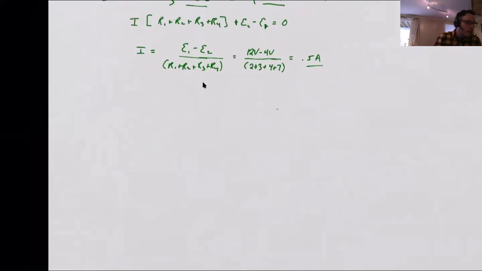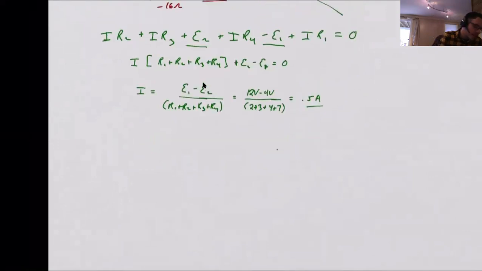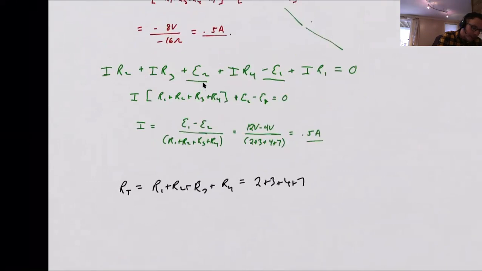These 4 resistors are 4 resistors in series, right? So if there are 4 resistors in series, we can figure out what the total resistance of this circuit is. Our total is just going to be R1 plus R2 plus R3 plus R4, which again is 2 plus 3 plus 4 plus 7, what we said earlier was 16 ohms.